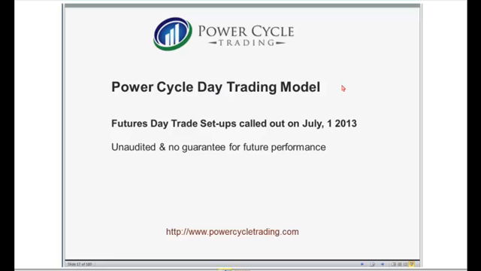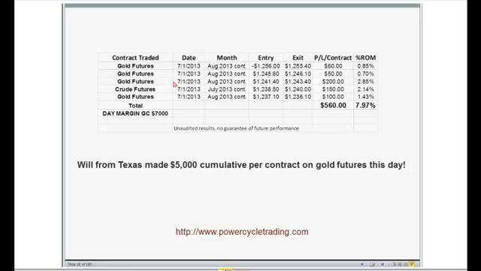When we see a good trade setup based on our trading model, I'll call out the trade, saying here's a trade setup to go long on gold or crude, and I'm looking at doing it. This is where I get in, this is where I get out, and so on. What I'm going to show you are just the trades that I called out yesterday. They're unaudited, and again, no guarantee of future performance on any of this. It's just educational.